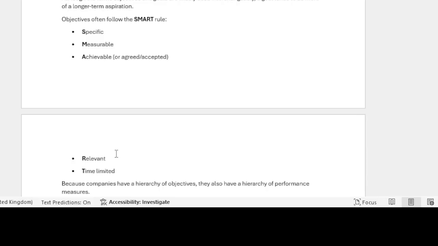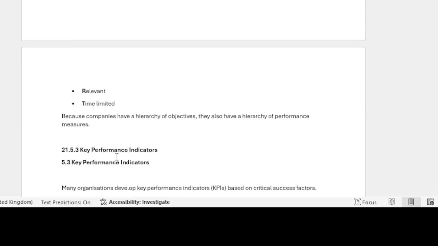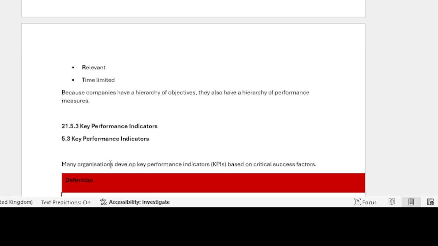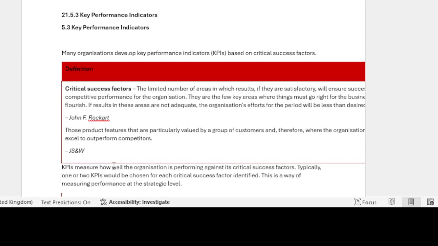As you're setting different objectives, you can try to put them in line with SMART. Ensure that they are specific, they can be measured, they are achievable, they can be attained by the team, they are relevant, and they are also time limited. So that is for the objectives, and this is something that we would also consider when we are trying to set key performance indicators for the organization.